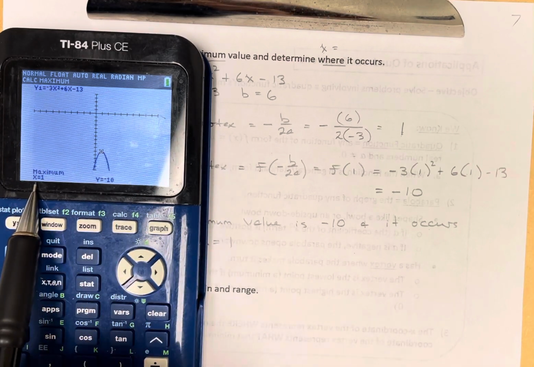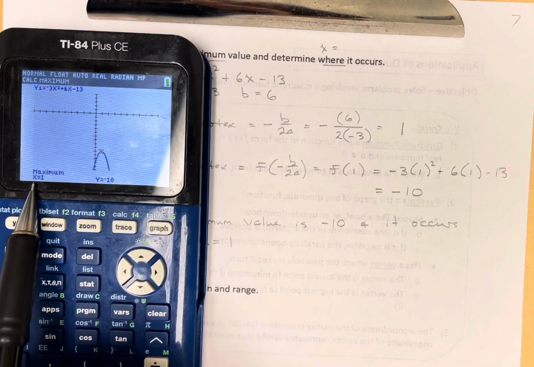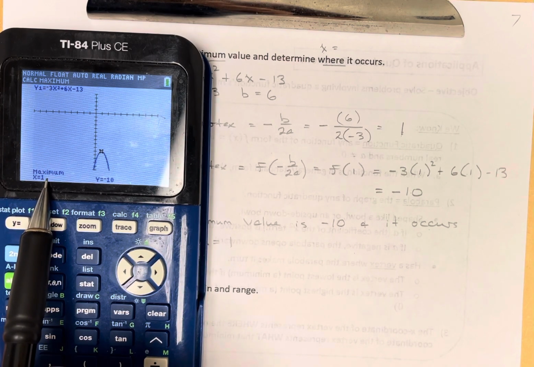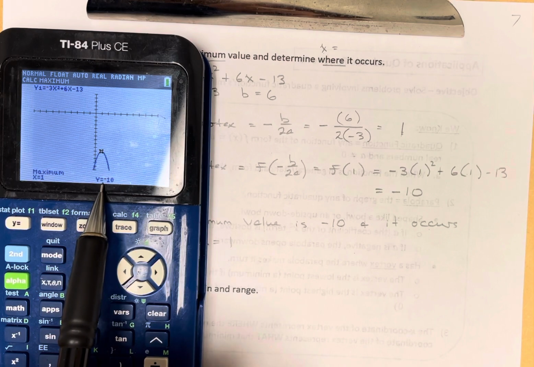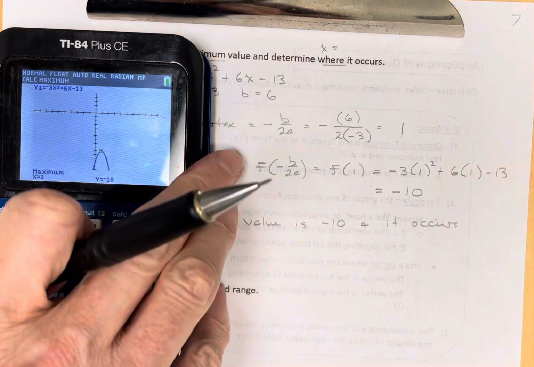There you go. X is equal to 1 right here. Y is equal to negative 10. Where is the maximum located? At x equals positive 1. What is the maximum value? Negative 10, the y coordinate.